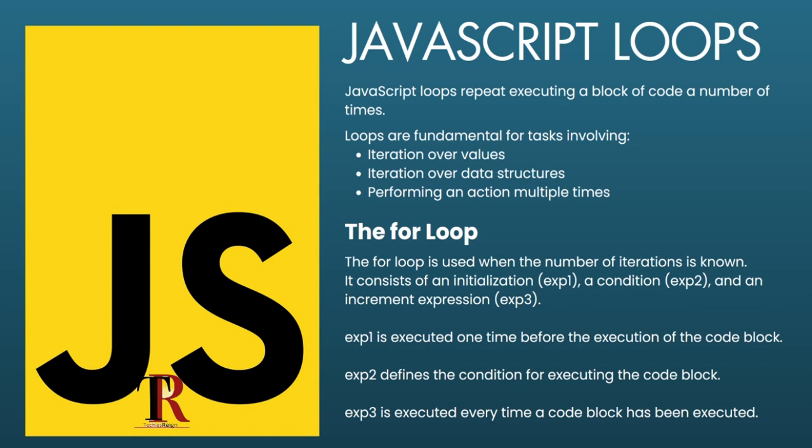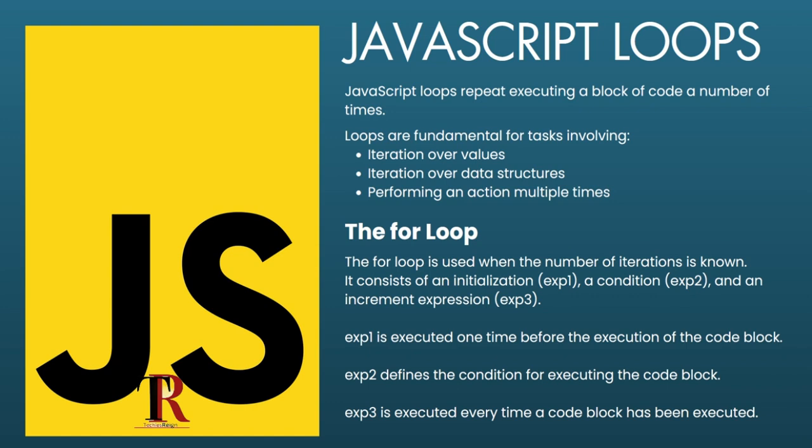So the context is that when you know the number of iterations that is expected, the for loop is a handy fundamental for a task that involves that, and that it consists of three expressions: one for initialization, which happens before the execution of the code block, one for the condition for executing the code block, and the last for increment expressions, which is executed every time a code block has been executed.